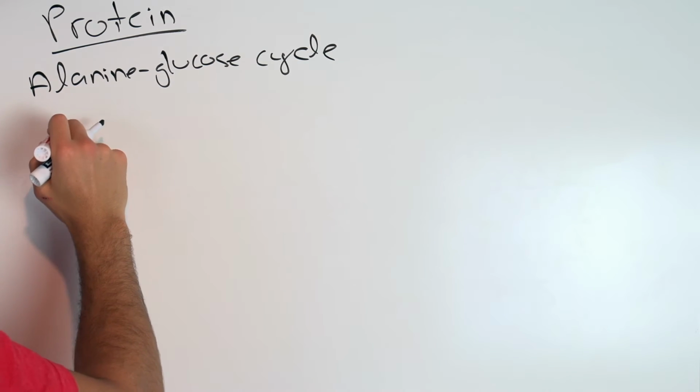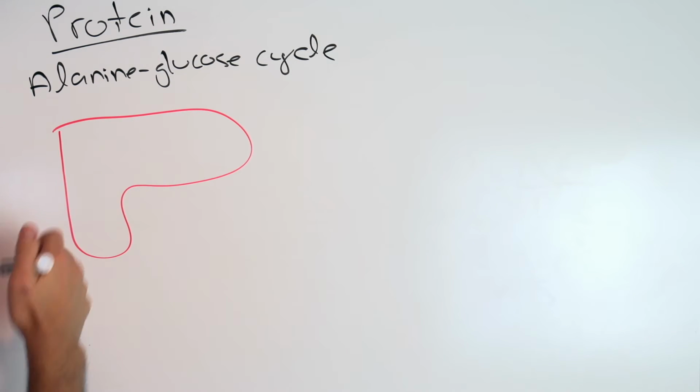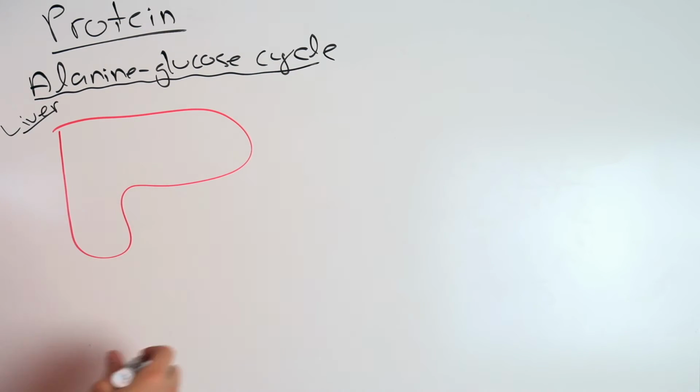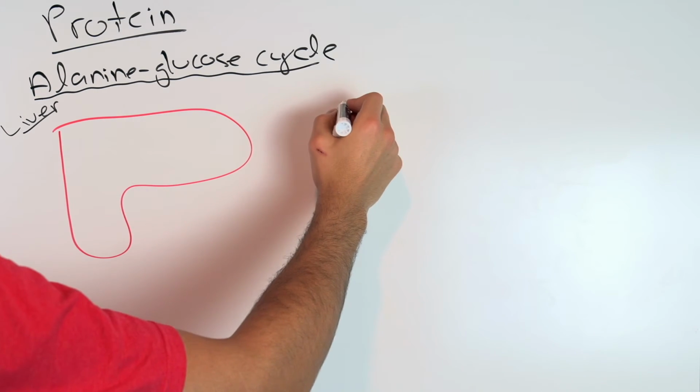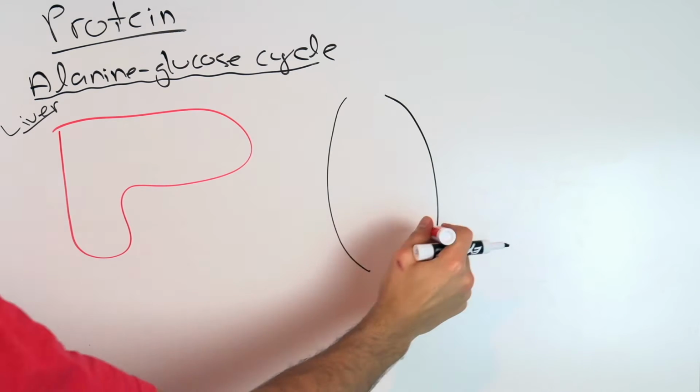Now, to get into the alanine glucose cycle. So as I explained before, this is how alanine is used in the body to produce glucose, to go to the working muscle, and back around to the liver to produce more glucose. It's a whole cycle, it's a circle.